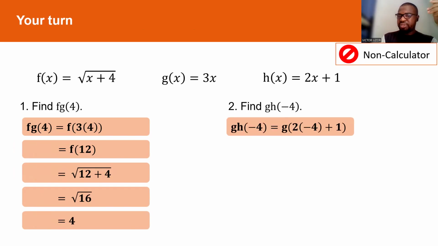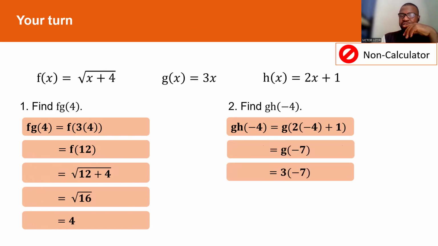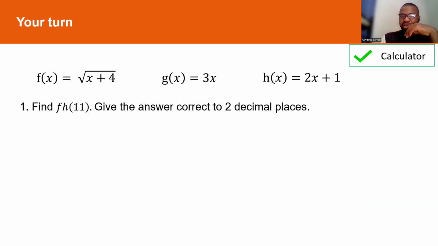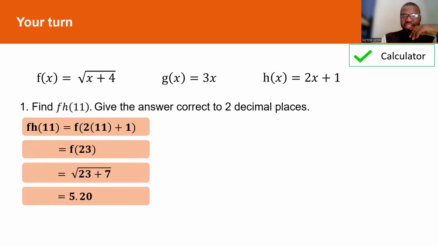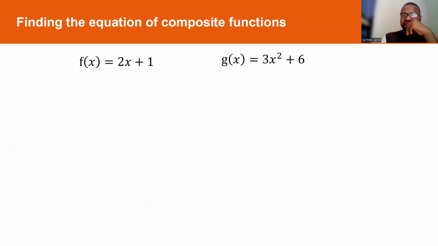Very easy. The same thing is applicable to this one. You put -4 in h, the answer you get, you put it in g. As simple as that. So you can now try to solve this one yourself. Find f of h of 11. The same procedure, you put 11 inside h, the answer you get, you put it inside f, and you get your answer. As simple as that.